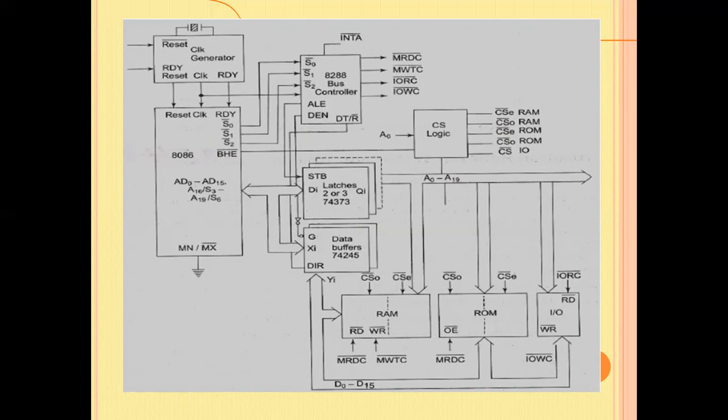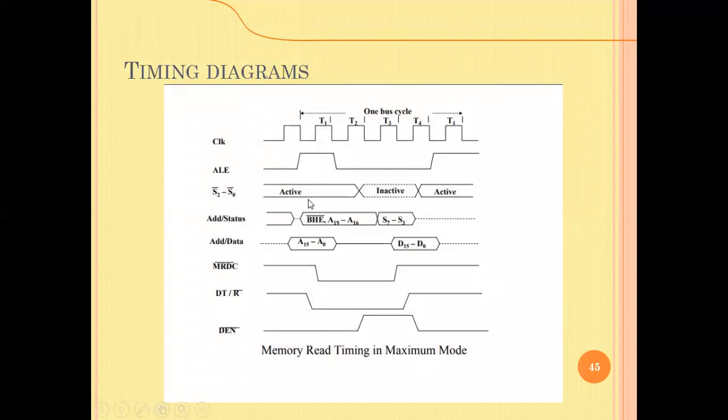Let me go through the timing diagrams. If you observe these timing diagrams in maximum mode, this is the read cycle. Just like that, in the T1 cycle, ALE is enabled, and other than that, we require status S2, S1, S0. Based on our requirement, this is going to be in one condition. We have eight combinations. Of these, one combination is memory read, another is memory write, another is IO read, another is IO write, and some other options are there. Based on your requirement, it is to be in that combination.